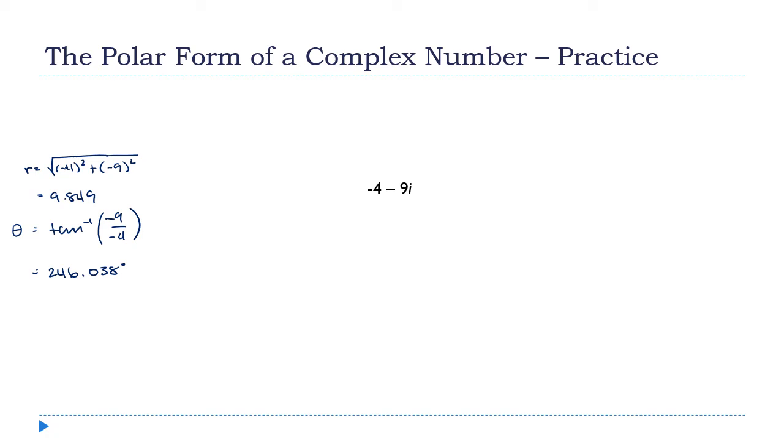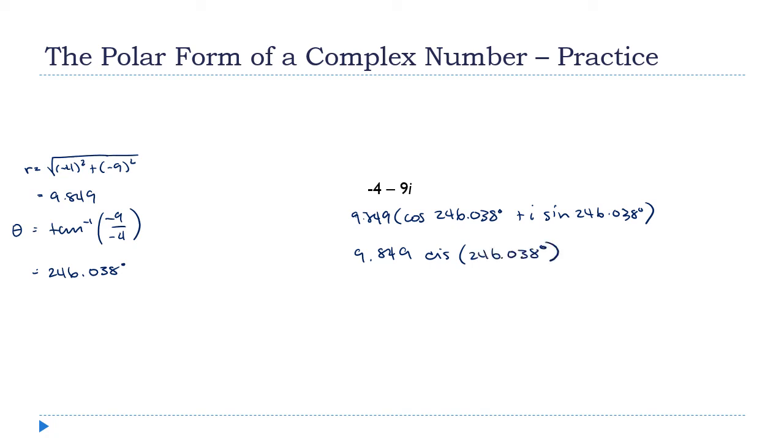Right? This number is equal to 9.849 cosine 246.038 plus i sine 246.038. Or you can just go to the streamlined, right? My final notation, you can make this 9.849 cis 246.038 degrees. And that's it, right? That's the polar form of this number.